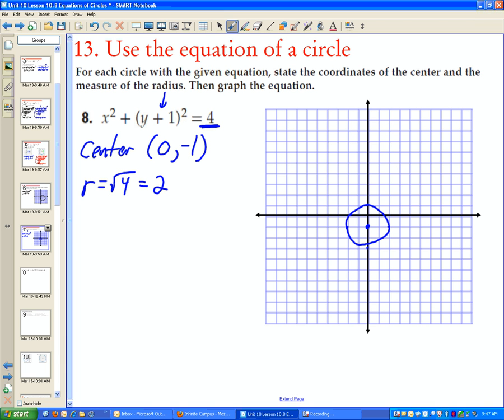Wow, that's pretty bad. I even missed one of my points completely. But I'll take it. Questions on equations of circles.